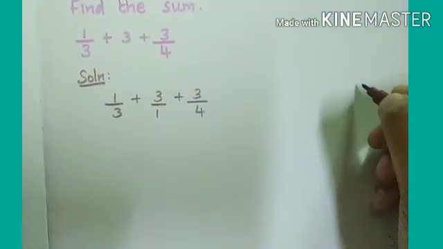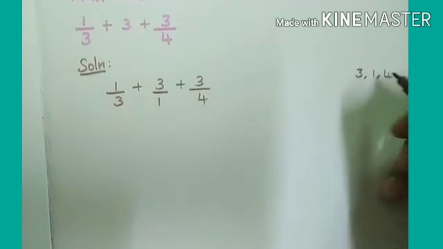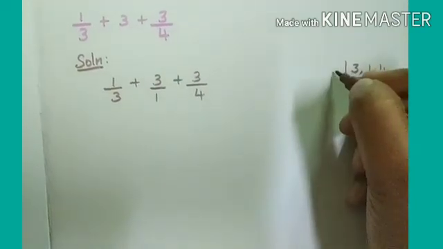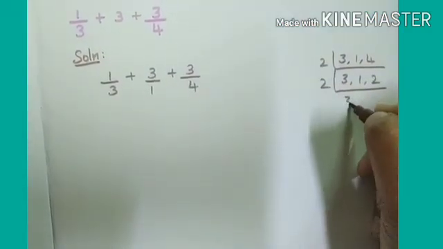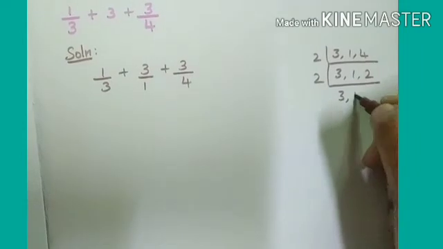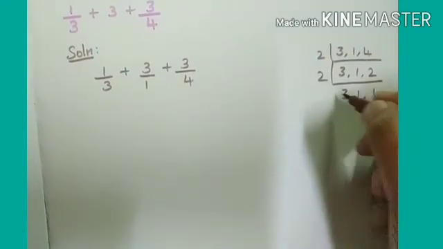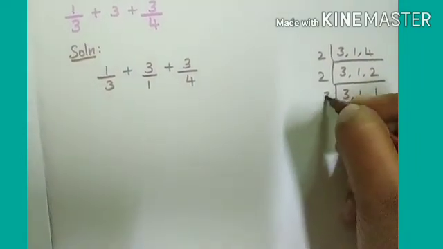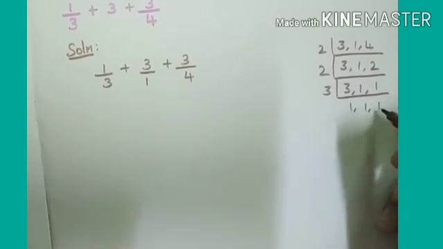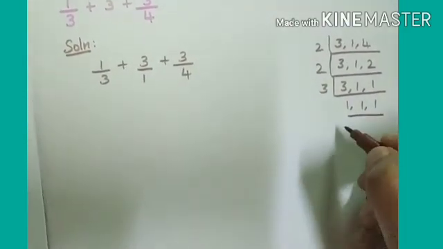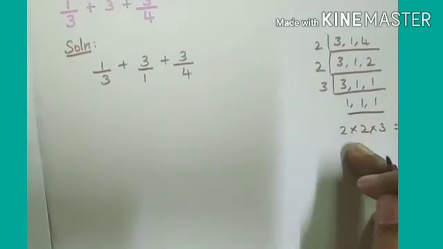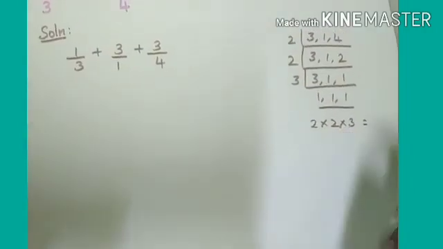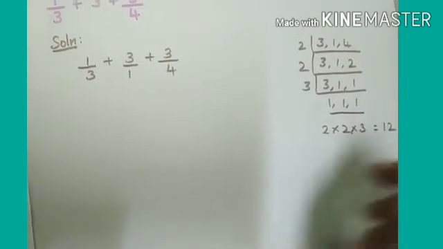Find the LCM for 3, 1 and 4. Always start with the 2 table. 3 doesn't come, so write 3. 2 2s are 4. Then again 2 table. 3 doesn't come, 3 write it down. 1 write it down. 2 1s are 2. Next start with the number 3. 3 1s are 3, 1 1. Now we get the number 2 into 2 into 3. 2 2s are 4, 4 3s are 12. We get the LCM is 12.